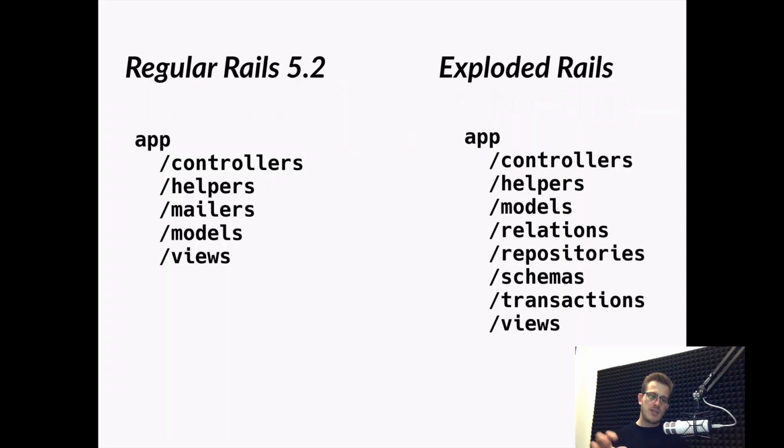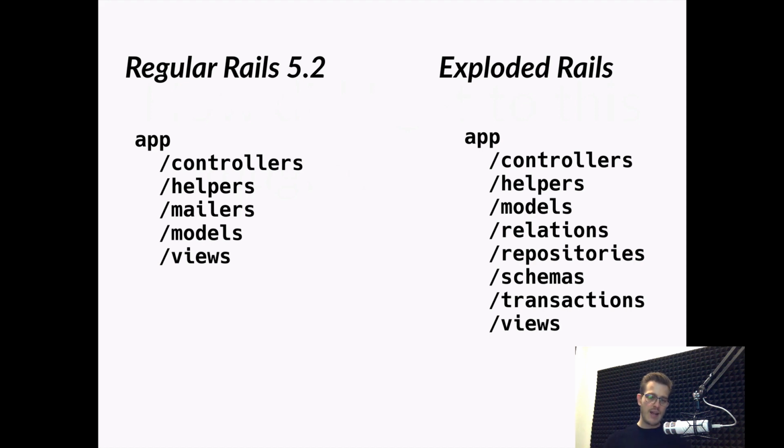And I'd like to also say that my Rails application has kind of exploded across these directories. So in a regular Rails 5.2 application, you might have controllers and helpers and mailers and models and views. Any Rails developer with a week's worth of Rails experience could look at the left-hand side and tell you that's a Rails application.